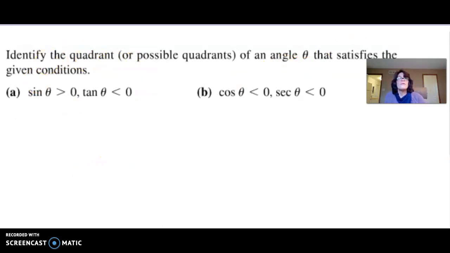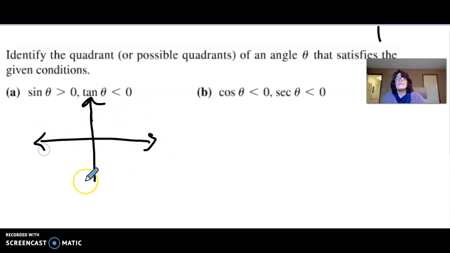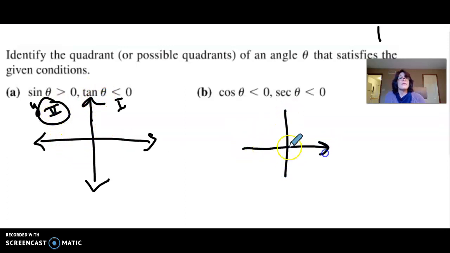Identify the quadrant or possible quadrants of the angle that satisfies the given condition. Sine is positive. That's what that means, greater than 0. And tangent's negative. Sine, which uses the y coordinate, is positive in 1 and 2. Which one of those is tangent going to be negative in? Because it's a negative x, positive y, so when I take a positive over a negative, I get a negative tangent. So that's quadrant 2.